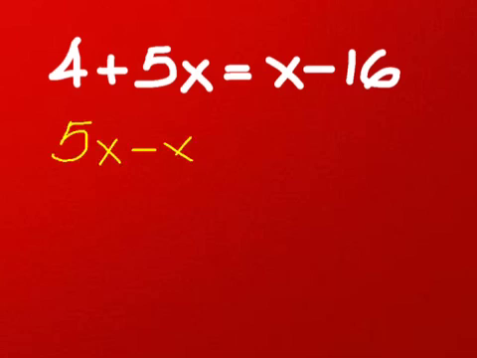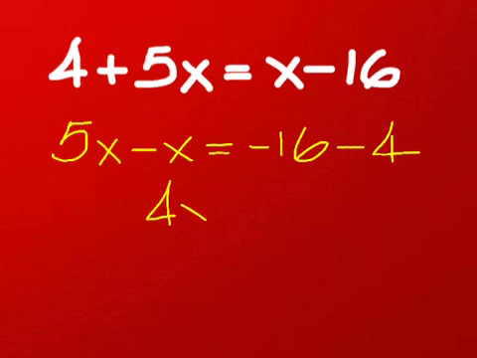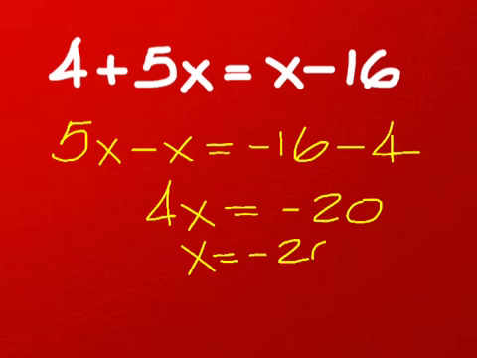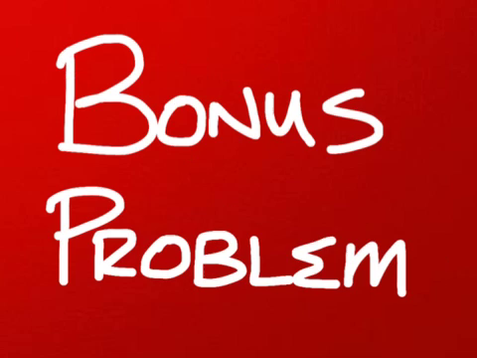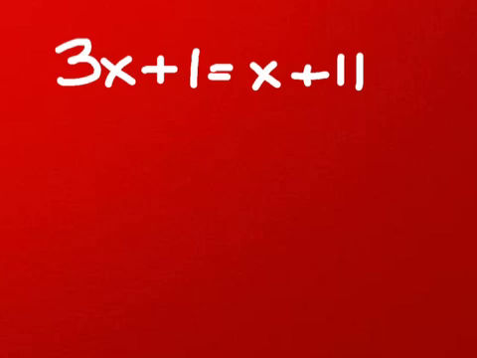This one should be 5x minus x equals negative 16 minus 4. So 4x equals negative 20. Divide negative 20 by 4 to get a negative 5. 10 million to the first 2, 5. The next 5 get 1 million each. Everybody had the right answer, which is 5.